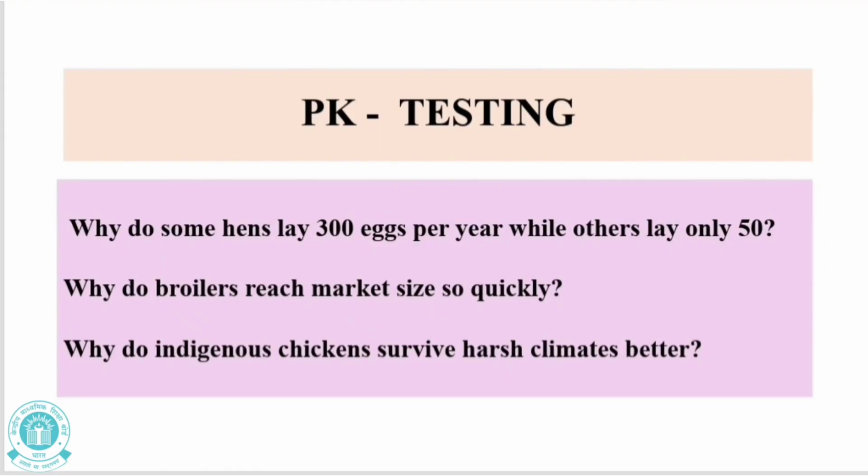Let us not just teach them facts, let us make them think, decide, and solve real life food problems as future agricultural leaders. Dear friends, let's start with piquing curiosity with prior knowledge testing. Ask students, why do some hens lay 300 eggs per year while others lay only 50? Why do broilers reach market size so quickly? You can ask learners to discuss these points quickly in pairs.